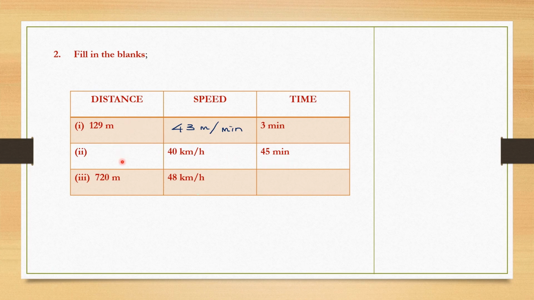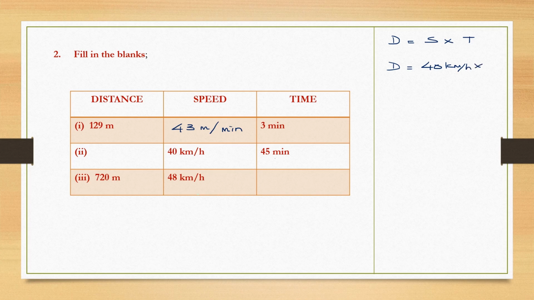Now we have to find the distance. So here we have to find distance. So let's begin by writing the formula for distance. Distance is speed into time. So let's find a distance. Now speed is given to us as 40 kilometers per hour into time.